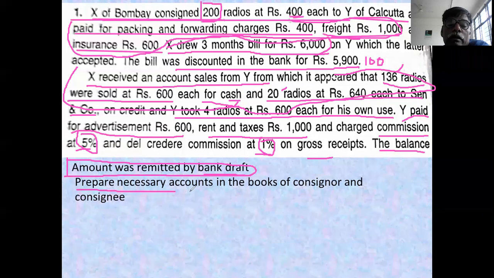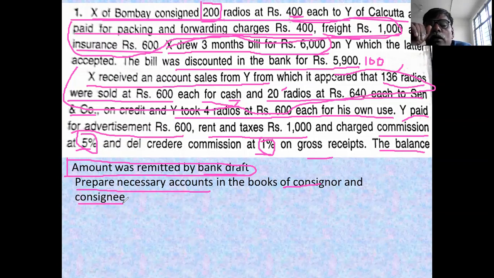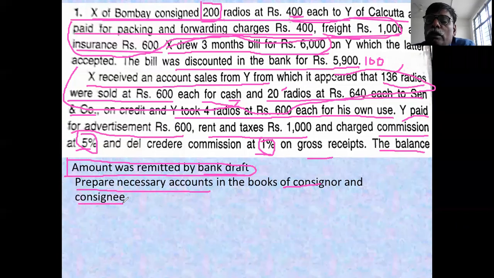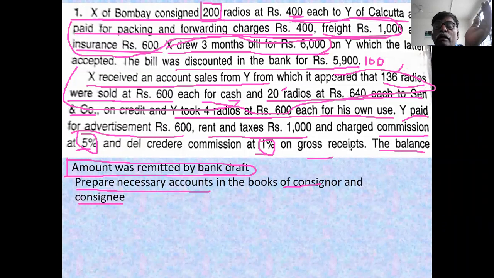Then they ask to prepare necessary accounts in the books of consignor and in the books of consignee, both parties. I have already given the format. In that format, I will fill the amounts. You see here. Remember, closing stock is noted in the branch account. Here also you calculate closing stock. Remember properly. Okay.